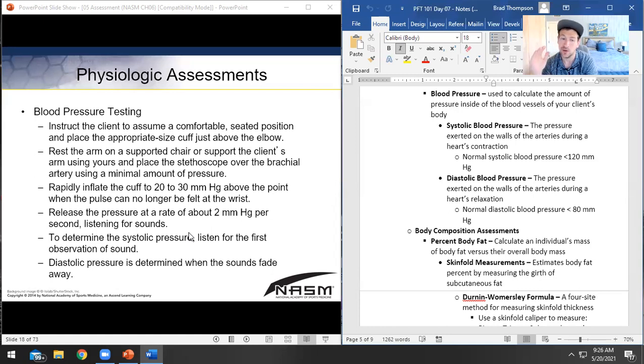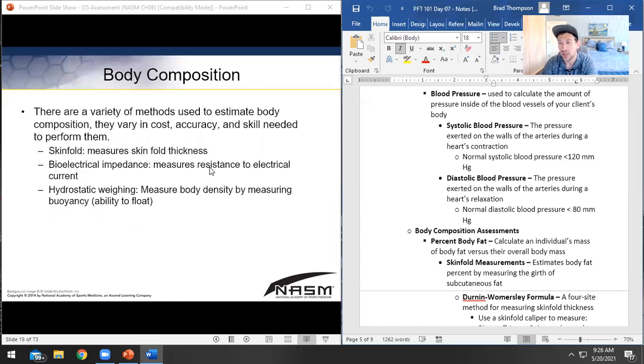You'll keep hearing their pulse, ba-bump, ba-bump, ba-bump, ba-bump, ba-bump. Then all of a sudden, their pulse will disappear. The pressure that it was at when you stopped hearing their pulse, that's going to be their diastolic pressure. So like I said, it should be about 120 over 80.